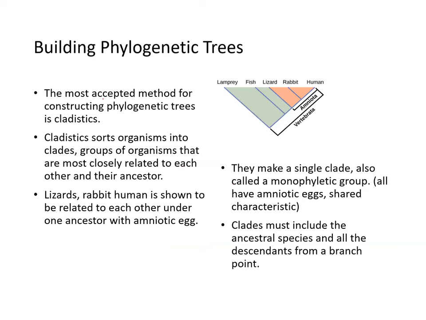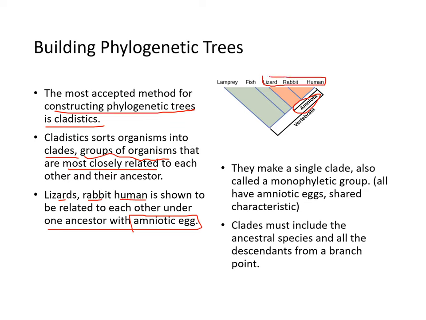So how do you build a phylogenetic tree? The most accepted method for constructing a phylogenetic tree is cladistics. Cladistics sorts organisms into clades, that is, groups of organisms that are most closely related to each other and their ancestor. So lizards, rabbits, and humans are shown to be related to each other under one ancestor with an amniotic egg. So here's the amniota, and under amniota you have lizards, rabbits, and humans. But fish is not an amniote, but fish is a vertebrate, as is lamprey. So they make a single clade.